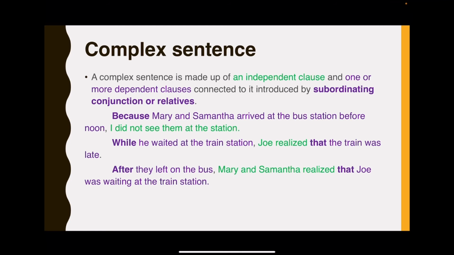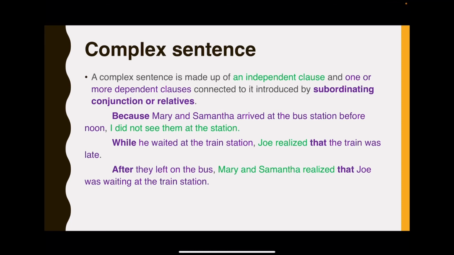Next is called complex sentence. Okay, so I just changed to another color. What we need for the complex sentence, we need an independent clause, I marked in green. What else? We need one or more dependent clauses, and I marked dependent clauses in purple. Okay, and they are introduced by subordinating conjunctions or relatives, like relative pronouns, relative adverbs, or even relative adjectives, and I mark them in bold. Okay, purple but in bold.